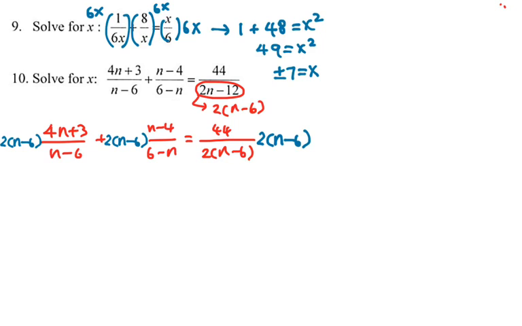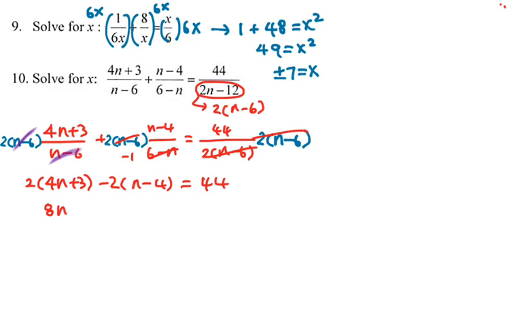Now we just have to cancel out or divide the common factors here. N minus 6 cancels out. And then we are left with 2 times 4n plus 3. How about the second one? You see, n minus 6 and 6 minus n, when they cancel each other out, we have a negative 1 sign left over. So negative 1 times 2 becomes negative 2 times whatever is remaining, which is n minus 4. Third one, the whole thing cancels out, we get 44.